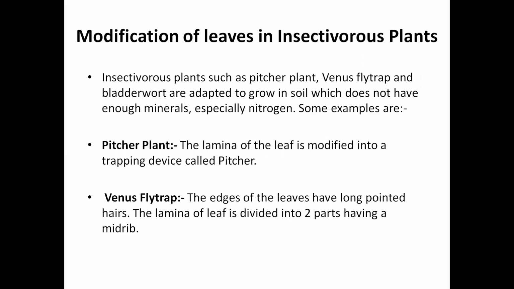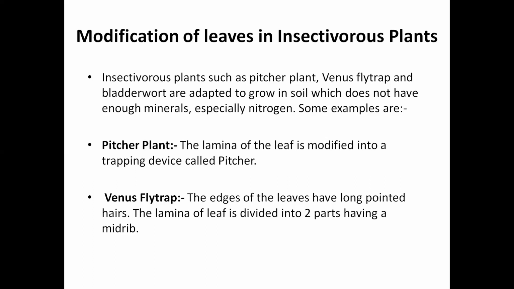Some of the examples, first one is the pitcher plant. The lamina of the leaf is modified into trapping device. We call it as pitcher. The leaf apex forms the lid of the pitcher and petiole coils like a tendril. So as soon as the insect enters the pitcher, the lid closes and insect gets trapped and digested by the juice secreted at the bottom of the pitcher.